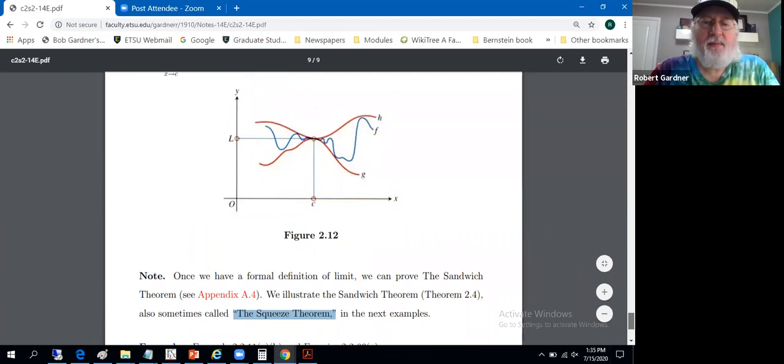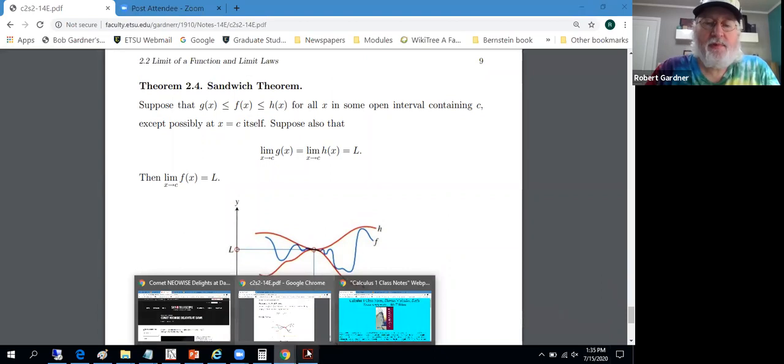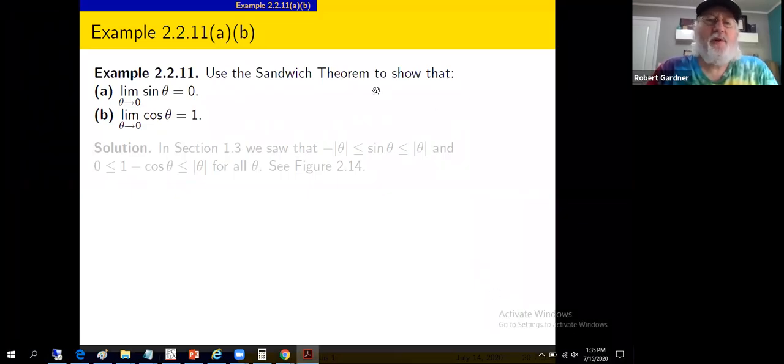Okay, so let's keep that in the background and go through a few more examples. All right. Use the sandwich theorem to show the following. The limit as theta approaches 0 of sine theta equals 0, and the limit as theta approaches 0 of cosine theta equals 1. By the way, the sine of 0 is 0, and the cosine of 0 is 1. So it looks like there's some sort of substitution argument being made here.